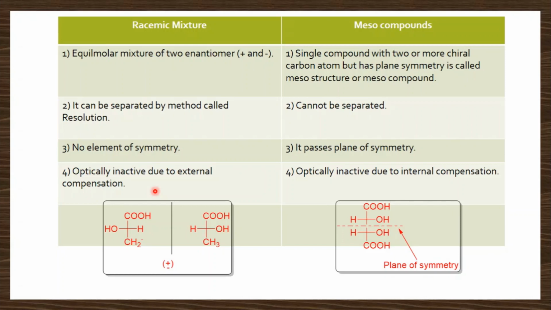While your racemic mixture is also optically inactive, but due to external compensation, because one rotates to the right hand side and the other rotates light to the left hand side. They rotate in opposite directions, and the net effect is zero. You will see a zero reading on the polarimeter. So this is external and internal compensation.